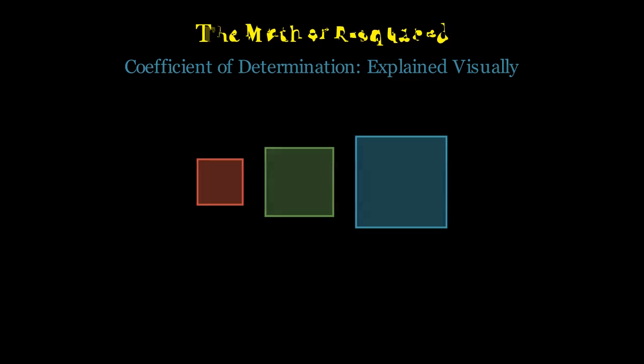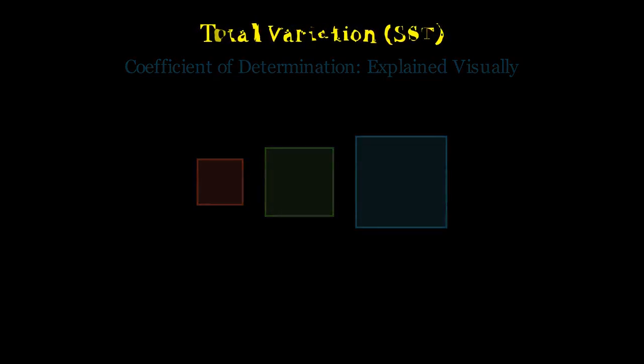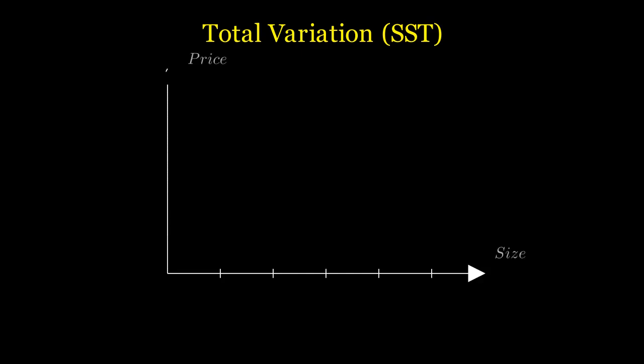Imagine you are a real estate analyst trying to understand why some houses cost more than others. Statistics is your flashlight in the dark, and R-squared is the measure of how much light that flashlight actually provides. Let's start with a practical scenario. Suppose we have data on house prices based on their size in square feet.